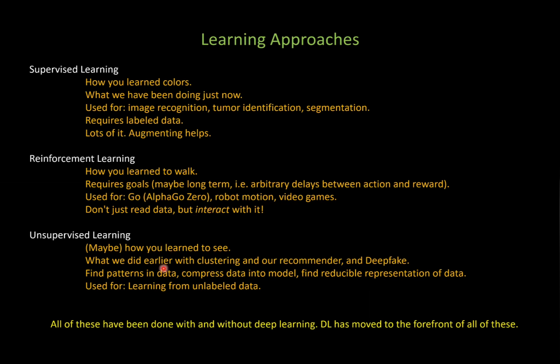Unsupervised learning, which is maybe how people learn to see, because when you're born, your neurons are disorganized. How did they self-organize so that you can actually see? Well, that kind of self-organizing from nothing is an important part of machine learning as well. We actually did that with our clustering and our recommender. With clustering, we learned something from a data set with no labels, with nothing. We found latent effects from our recommender. So unsupervised learning is a big area as well. It's nice because you have unlabeled data, which is obviously a lot of times easier to get than labeled data.